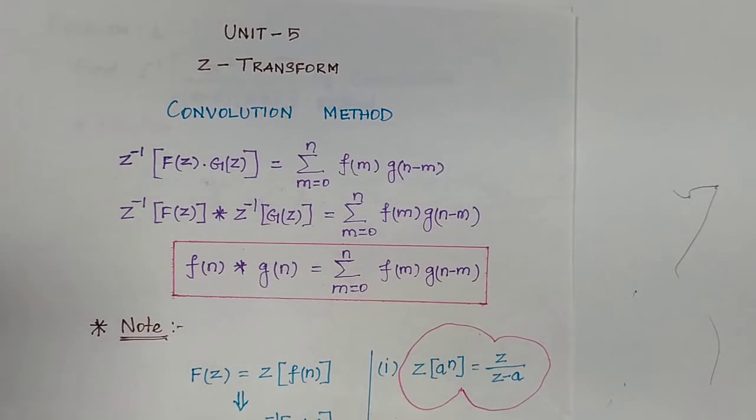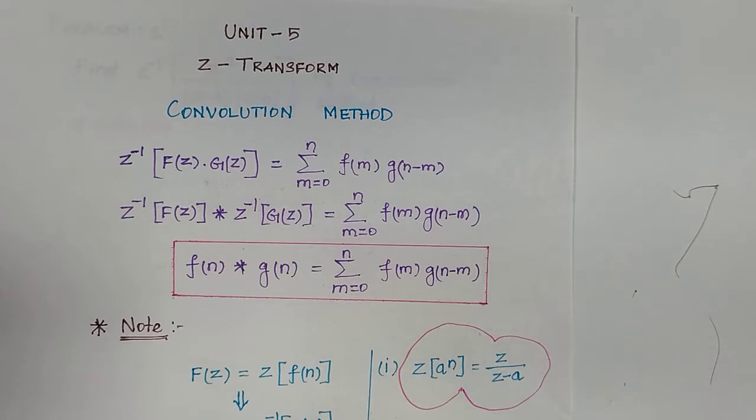So in this video we are going to see unit 5 Z transform. In this Z transform you will have lots of formulas and lots of sections, but in this I am going to teach only the convolution method. Why? Because in this convolution method you will definitely get 8 marks in your university question paper.